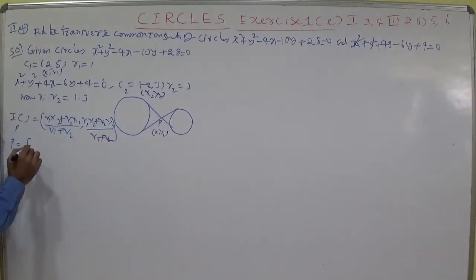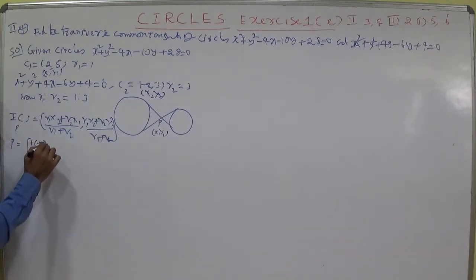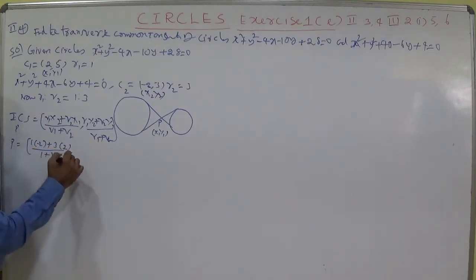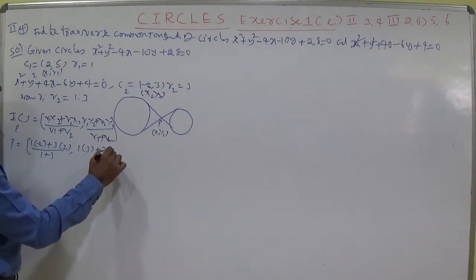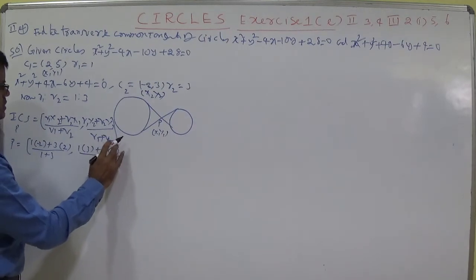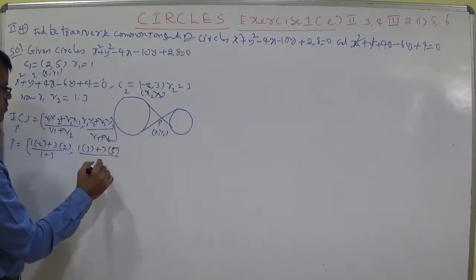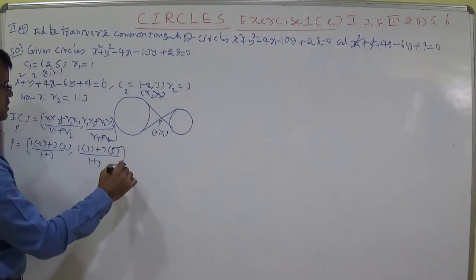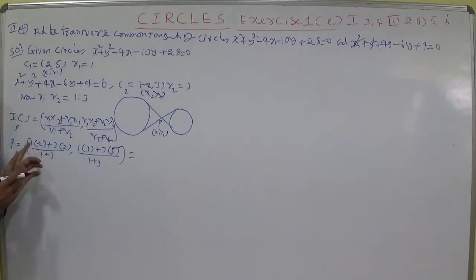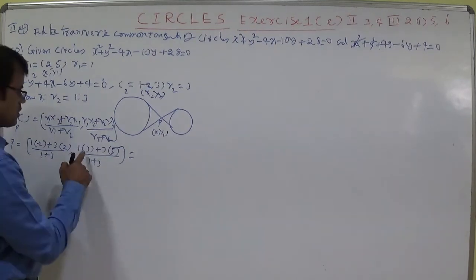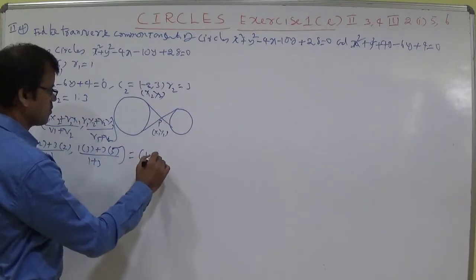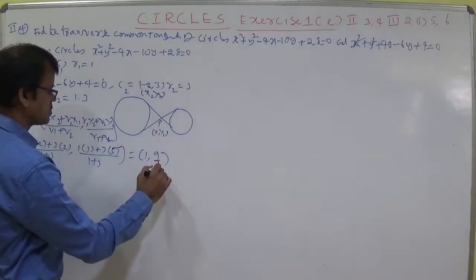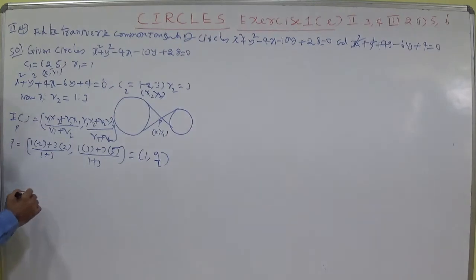R1 x2, what is R1? 1 into minus 2 plus R2, 3 into 2, whole by R1 plus R2, which is 1 plus 3. R1 y2, so 1 into 3 plus R2 y1, 3 into 5, by R1 plus R2, 1 plus 3. Here you can write 6 minus 2, 4. 4 by 4 is 1 and 3 plus 15, 18 by 4 is 9 by 2. This is also an important 7 mark question. (1, 9/2) is the point of intersection here.